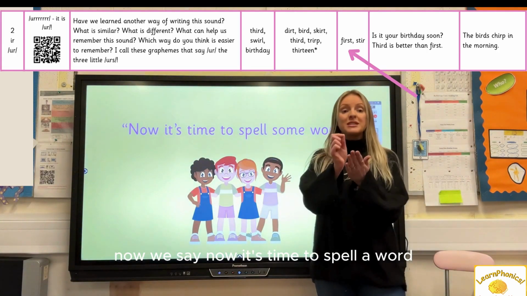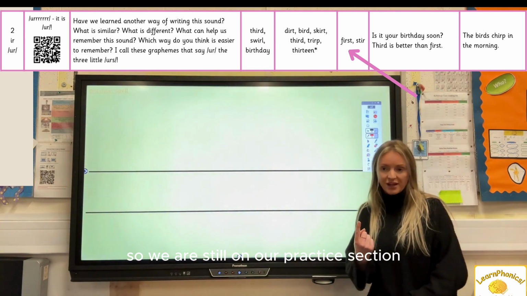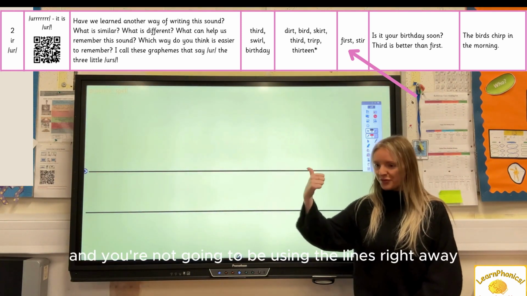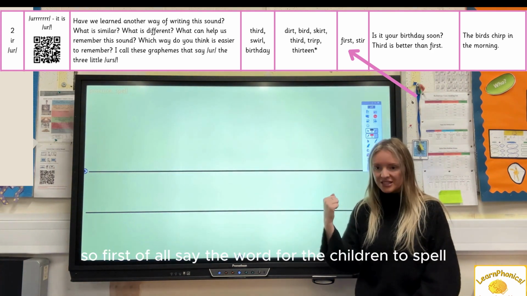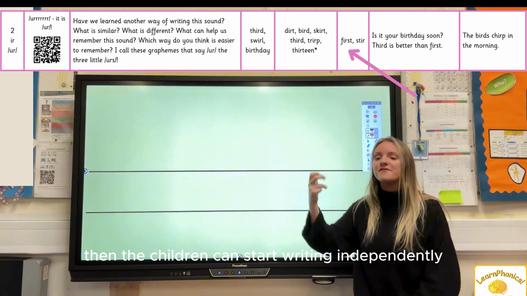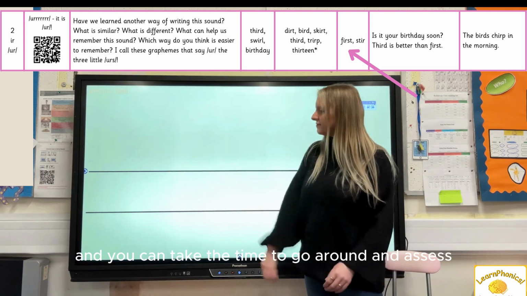Now we say, now it's time to spell a word. So we are still on our practice section, but we are on the spell part of the practice section. And you're not going to be using the lines right away. So first of all, say the word for the children to spell and sound out together. You can do this a couple of times. Then the children can start writing independently, and you can take the time to go around and assess.